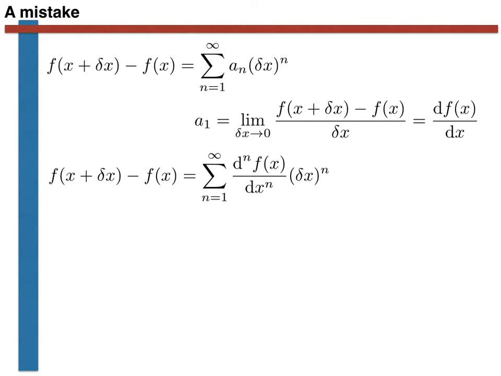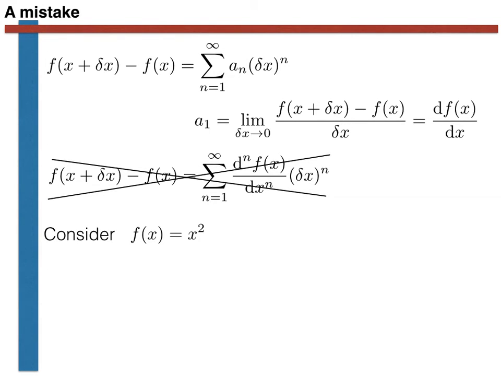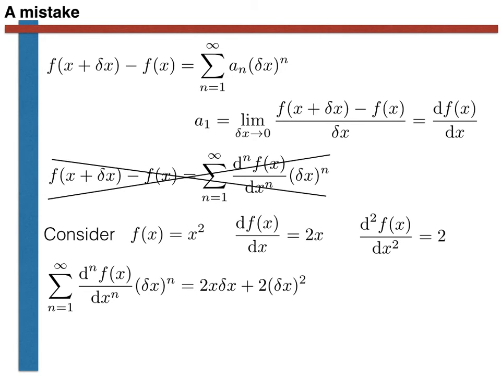Imagine if f of x was equal to x squared. We know that the first derivative of this function is 2x, that the second derivative of this function is 2, and that all higher derivatives are 0. The series expansion on the right-hand side of our wrong equation is thus simply 2x delta x plus 2 delta x all squared.